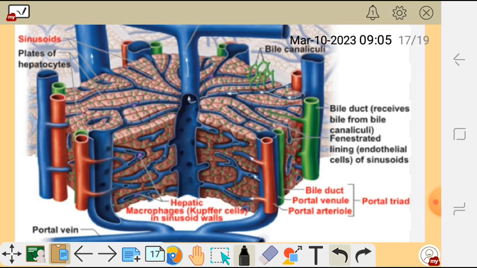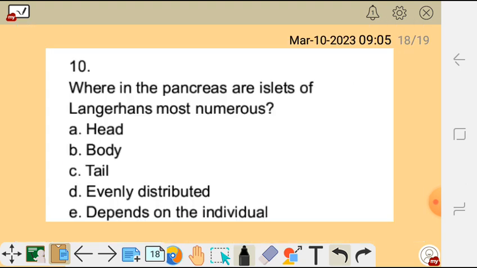Move on to question 10. So question 10 reads, where in the pancreas are islets of Langerhans most numerous? A. Head. B. Body. C. Tail. And D. Evenly distributed. E. Depends on the individual.